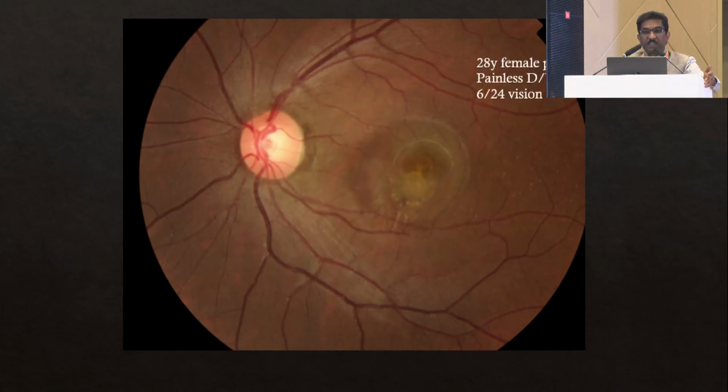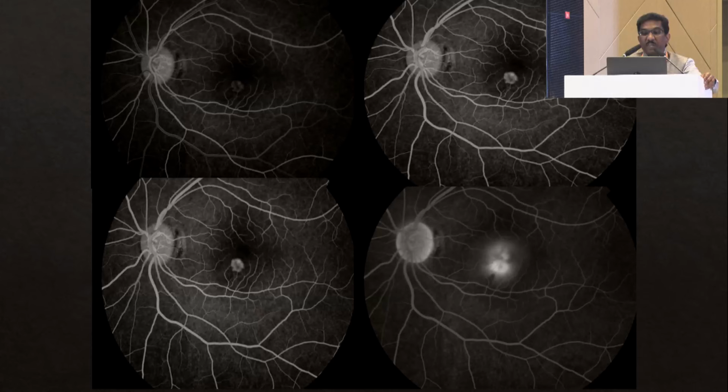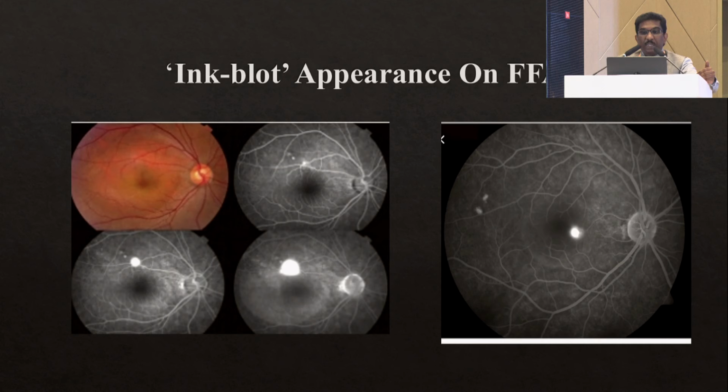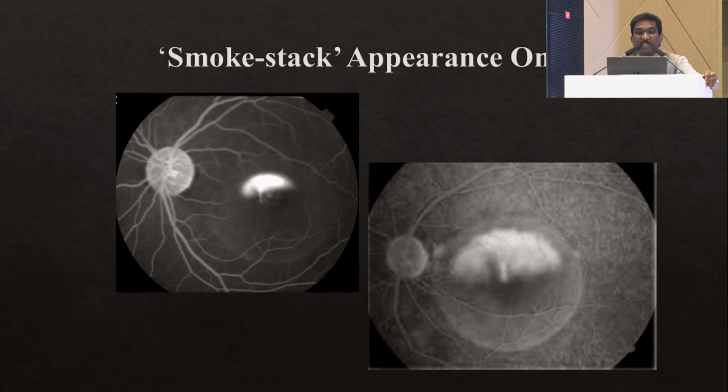This is another patient who was suspected as CSR and sent to me. When we did the FFA, the patient had an idiopathic CNVM. So these are the various differential diagnoses that one will face when seeing a patient of suspected CSR. This is another patient which can mimic a CSR, it's a PCV. The typical FFA, we all have learned, is the ink blot appearance and the smokestack appearance.